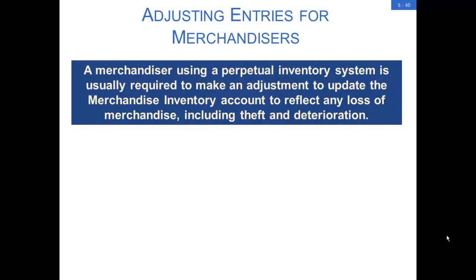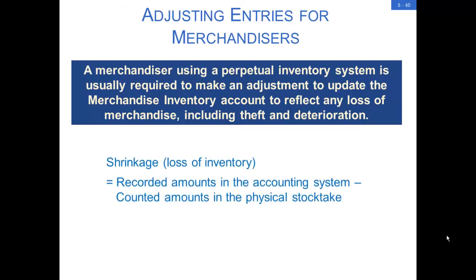Adjusting entries are generally the same for merchandising and service companies, including those for prepaid expenses, accrued expenses, unearned revenues, and accrued revenues. However, a merchandiser using a perpetual inventory system is usually required to make another adjustment to update the merchandise inventory account to reflect any loss of merchandise due to theft and deterioration. Shrinkage is the term used to refer to the loss of inventory, and it is computed by comparing a physical count of the inventory with the recorded amounts.